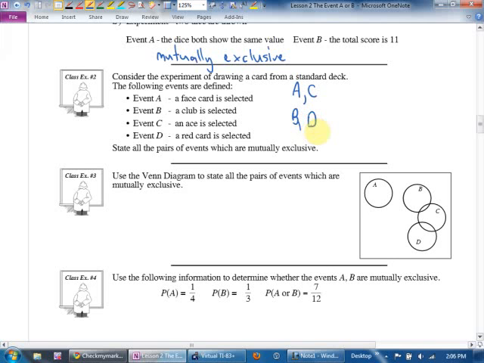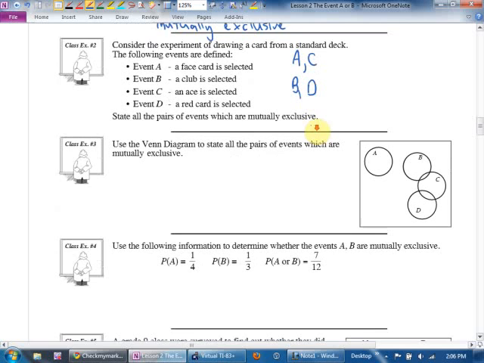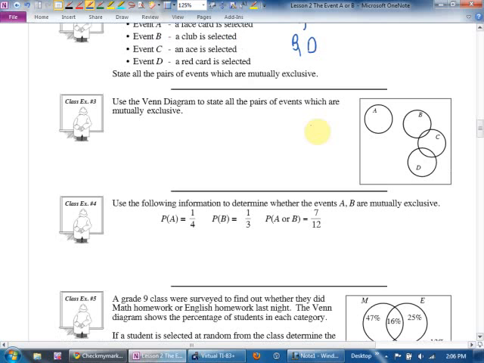So this is the common sense approach to mutual exclusivity, and that's if you know enough about the event that you just know. There's also a mathematical approach where you don't know what the event is, you just know the probabilities. First of all, from a Venn diagram here, which ones are mutually exclusive? A is mutually exclusive from everything. B and D are mutually exclusive. That's it.